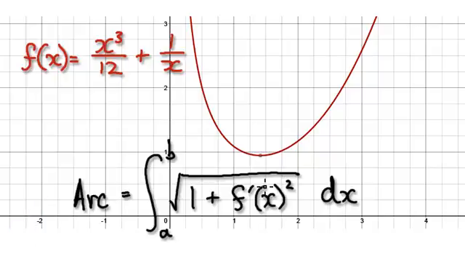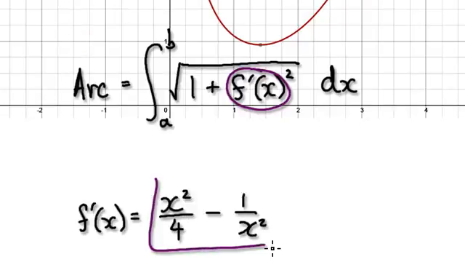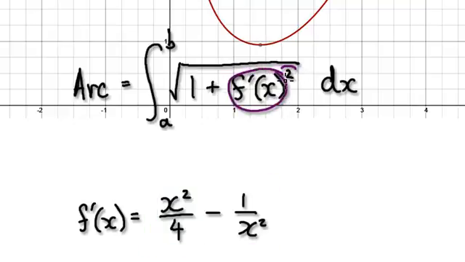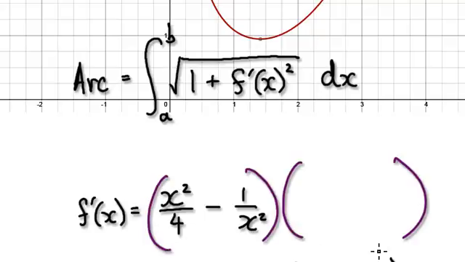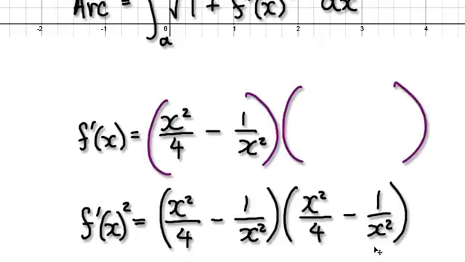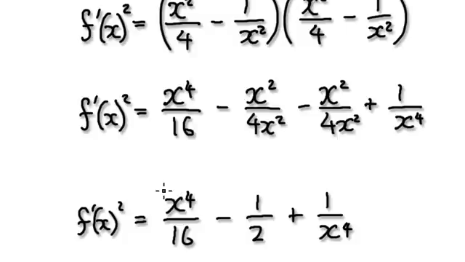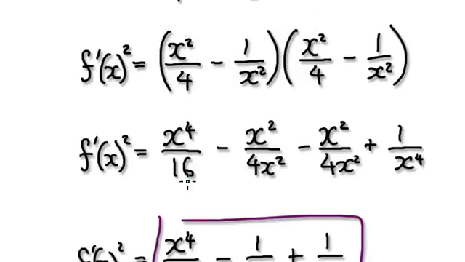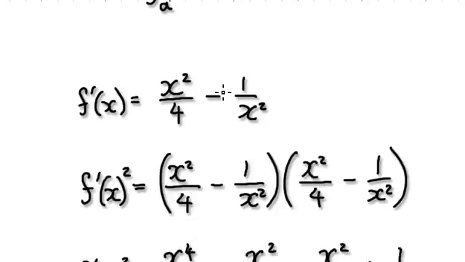Okay, to do this, we need to find the derivative of this. So differentiate this, and that will give you this. Now we've got to square it, because once you've got the derivative, you need to square it. Squaring it means this times by itself, so that takes you to here. Then multiply out the brackets, and that takes you to here. Going back to the formula for the arc length, once you've got this, you need to add 1 to it.